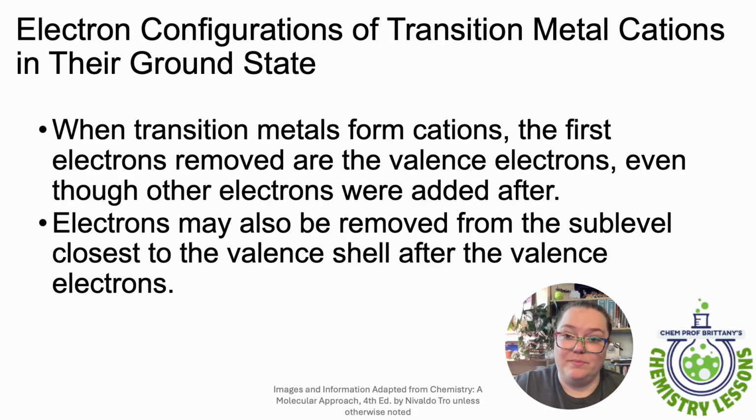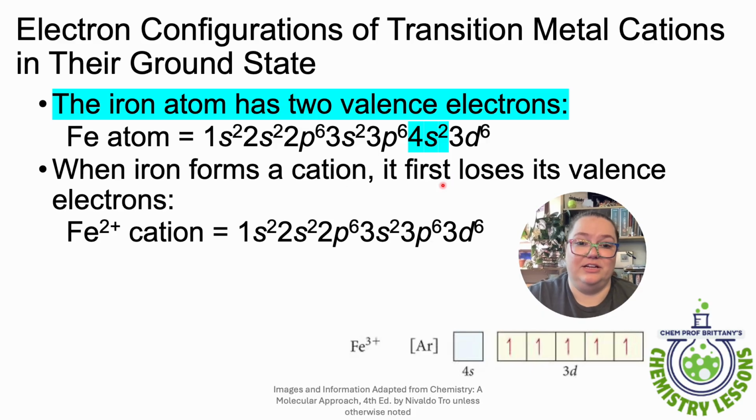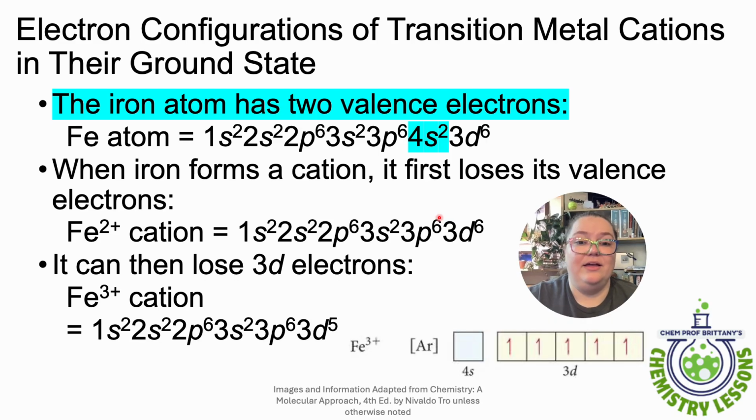So, let's look at an example. All right. Iron has 2 valence electrons. Valence electrons are always the highest number principal energy level. We filled these first because they were lower in energy, but they're still the valence electrons. Okay? So, when iron forms a cation, it first loses its valence electrons. So we go from having 2 electrons in 4s to now not having 2 electrons in 4s. Then, if it becomes a 3+ cation, then we could lose an electron from that d orbital here and become this.